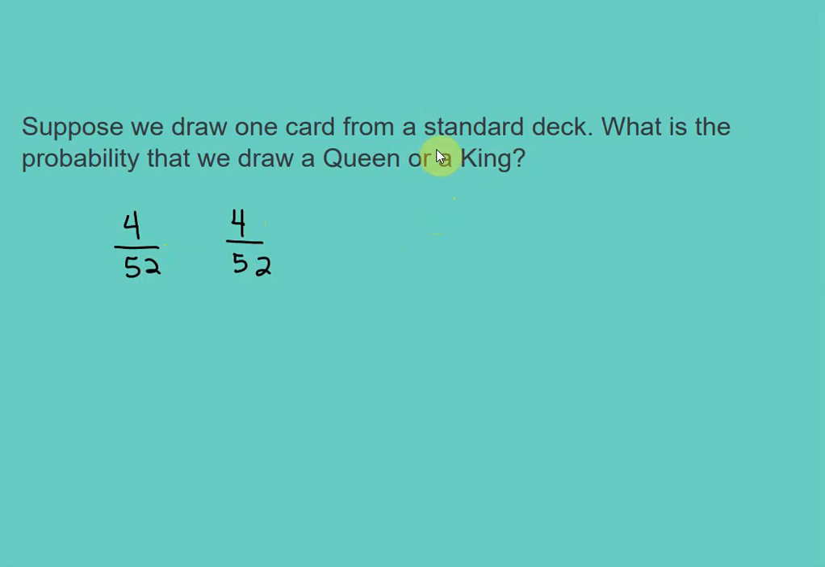For the kings, there are 4 kings out of the 52 cards. Are there any king-queen cards? No. So there are no overlapping events, so we would subtract 0. So this gives us 4 plus 4, which is 8, out of 52 cards, and that would reduce to 2 out of 13.